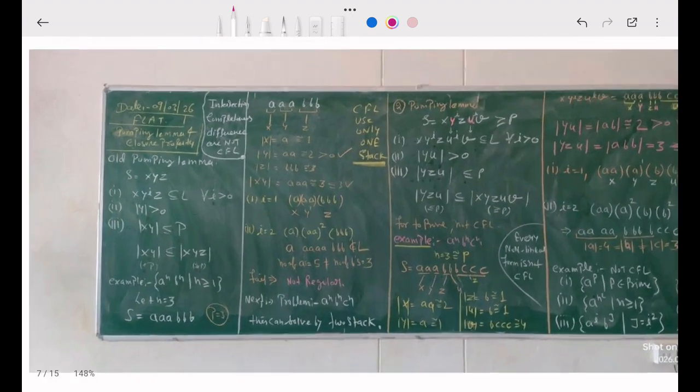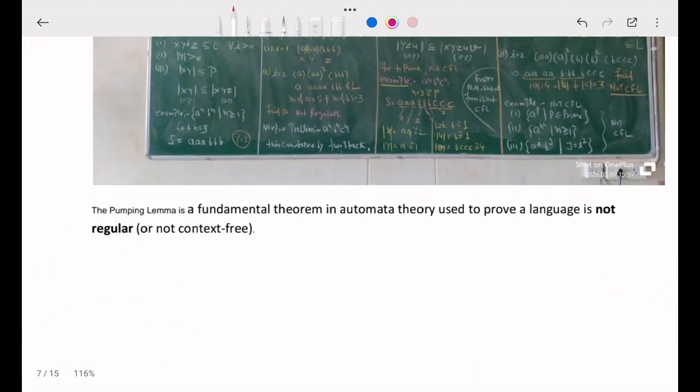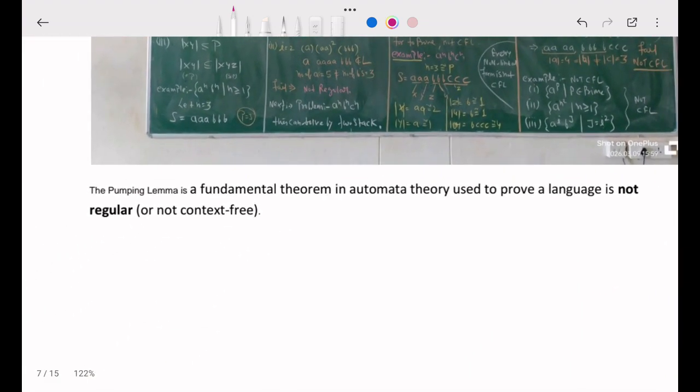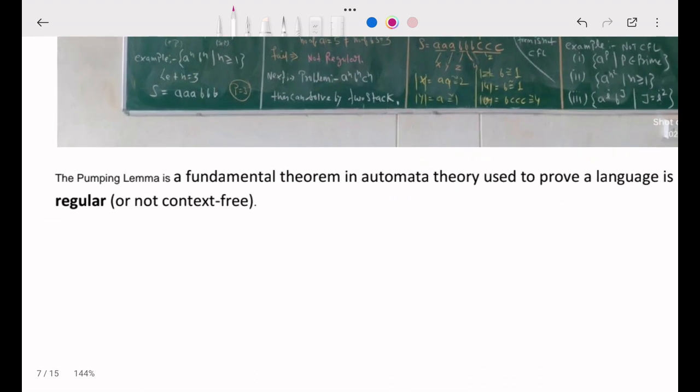If you see our class presentation also, we solved this question. I will solve this question by two methods. Today I will explain two methods. The pumping lemma is a fundamental theorem in automata that is used to prove whether a language is regular or context free. I will solve both cases, when it is not regular and when it is not context free. So first I am solving this one.